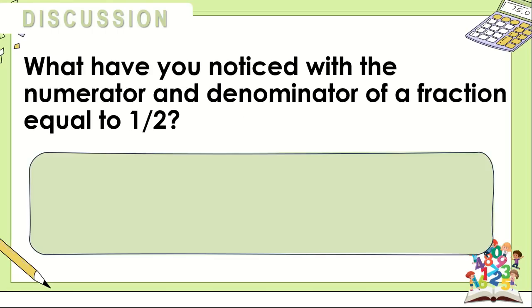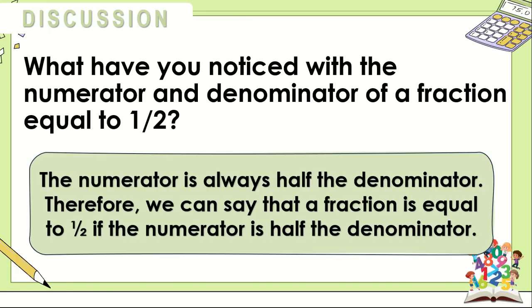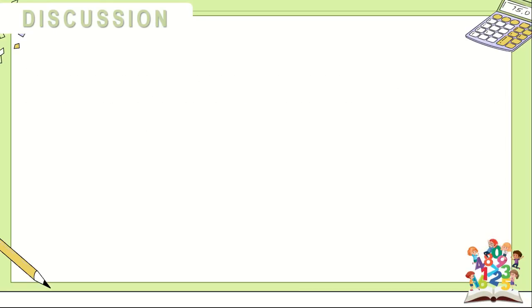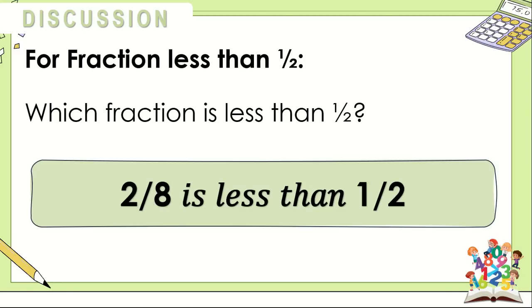What have you noticed with the numerator and denominator of a fraction equal to 1/2? The numerator is always half the denominator. Therefore, we can say that a fraction is equal to 1/2 if the numerator is half the denominator. For fraction less than 1/2, which fraction is less than 1/2? 2/8 is less than 1/2.